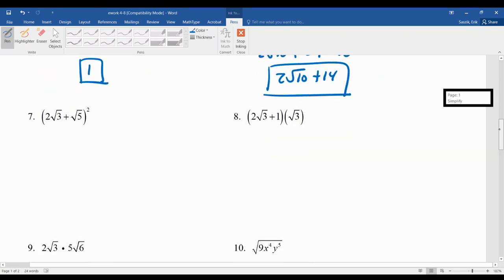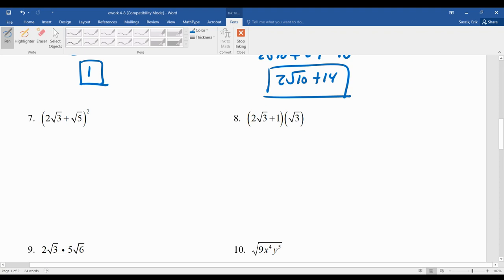All right. So down here, you see this squared? That is the same thing as multiplied by itself, right? So now it's just a distribution problem, just like you did in number 5 and number 6. 2 root 3.